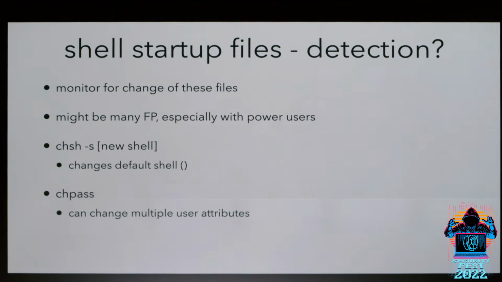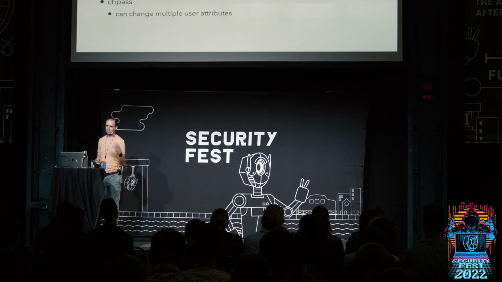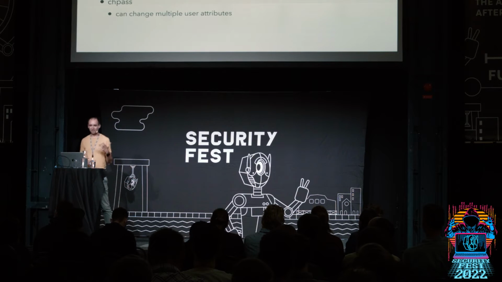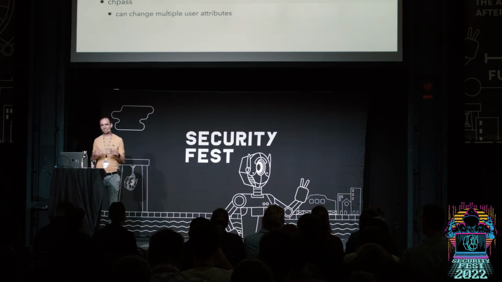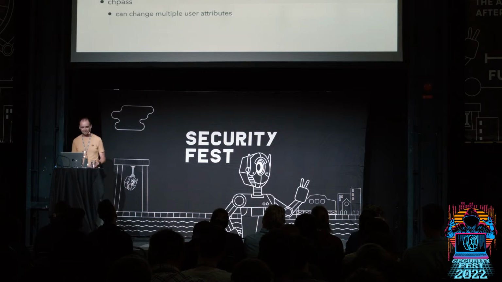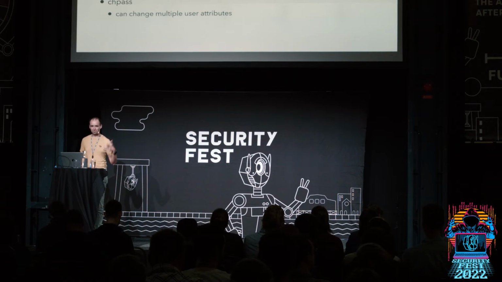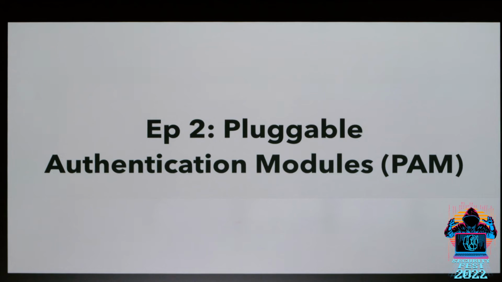So you can change the default shell from ZSH to bash, for example, on macOS with this command. Also monitor for chpass execution, because that can also change many attributes concerning the shell. And I believe these might apply to other Nix-based systems.